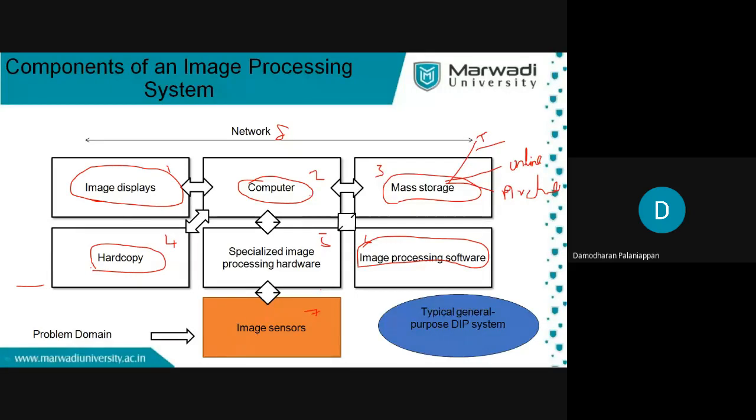Now, the image will be transferred from one system to the other system by using a network. So the network should have a huge bandwidth so that we can very easily and fastly transfer a big size image from one place to another place. Okay, these are the components of the image processing system. Simply we can call it a DIP system, that is, digital image processing system.